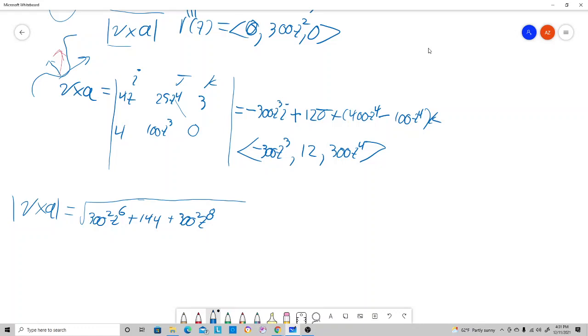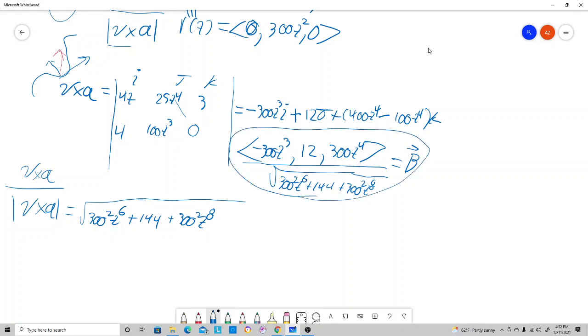This should be fine. Because the formula is this over the magnitude of v cross a, we can just put this all over here, and it's understood that all of this divides each component: square root of 300 squared t to the 6 plus 144 plus 300 squared t to the 8th. This is considered our binormal unit vector. Okay, so that's the answer.